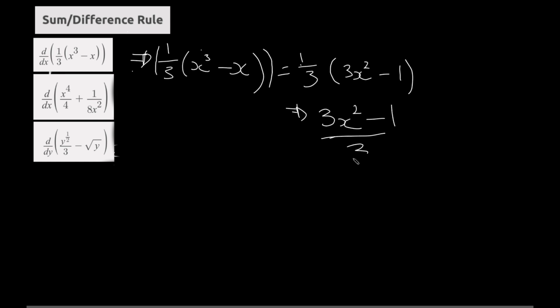Okay, so for the next one, the 4 will go to the front, 4x to the power of 3 over 4 plus. So we need to rearrange this in a way that we can differentiate this term. So this x to the power of 2 needs to come to the top. Okay, so here if we rewrite it, 1x to the power of negative 2 over 8.